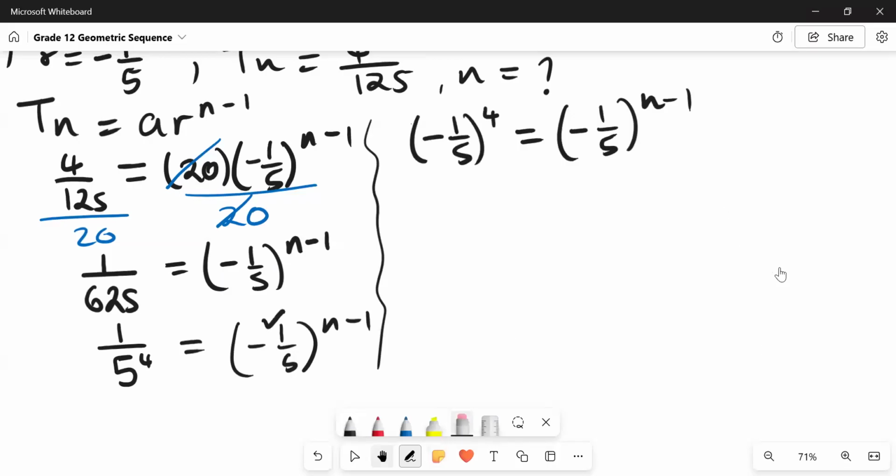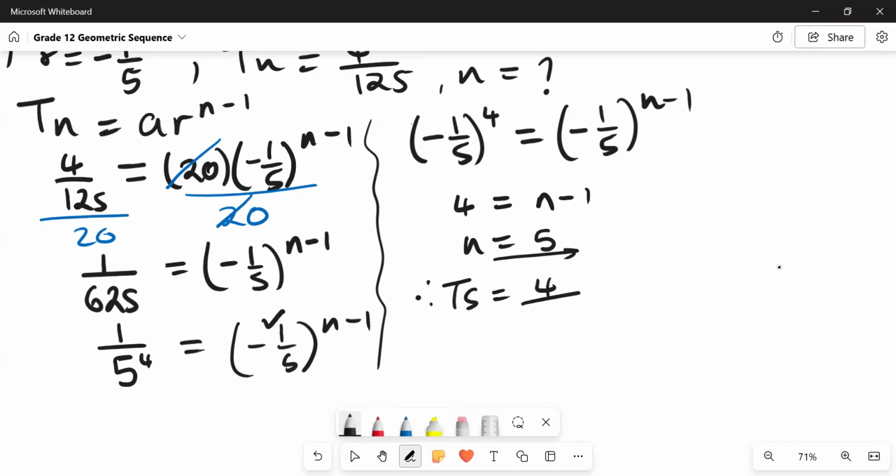And then from here, you have the same bases, right? Now drop down the exponents. So meaning 4 is equal to n minus 1. And then n is equal to 5. Then we can say therefore T number 5 is equal to 4 over 125. Then we're done with this example. Now we can move to example 3.